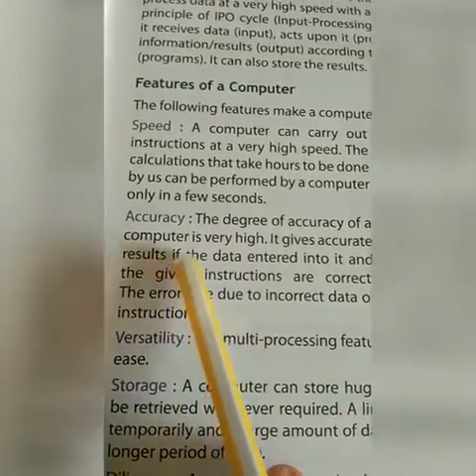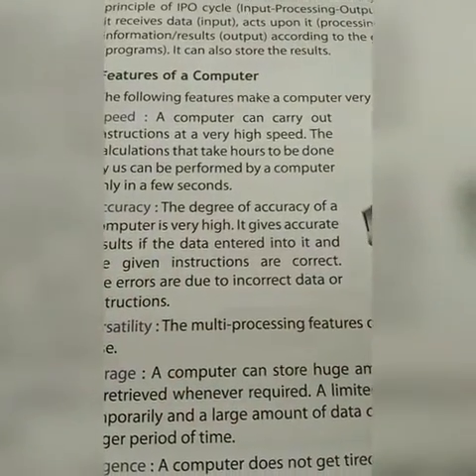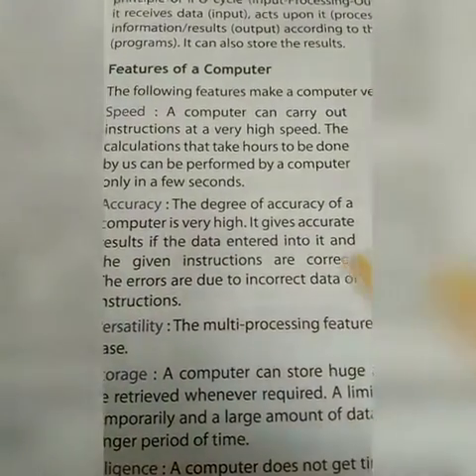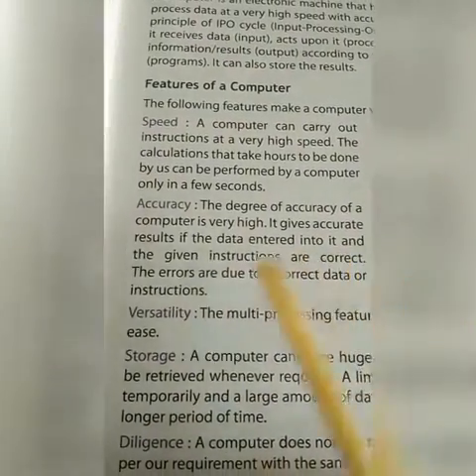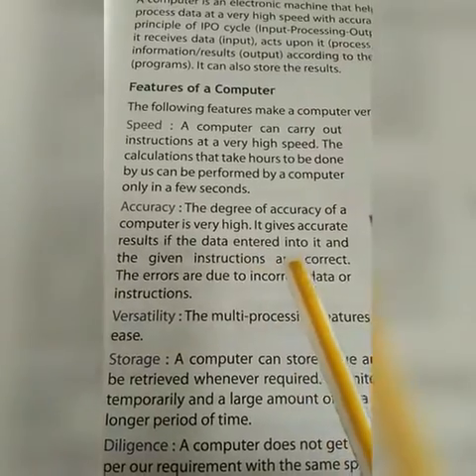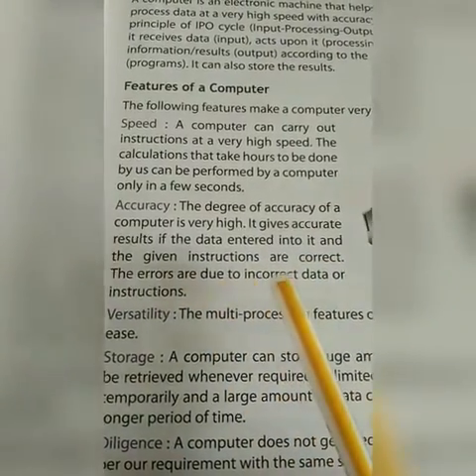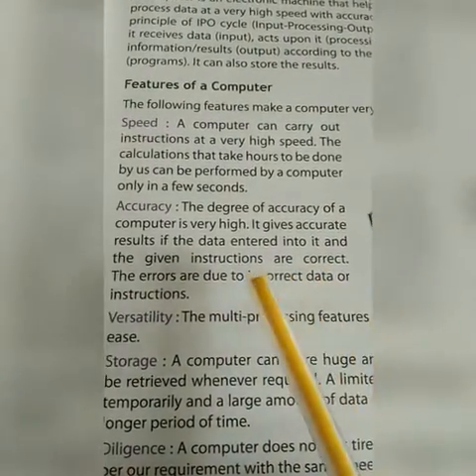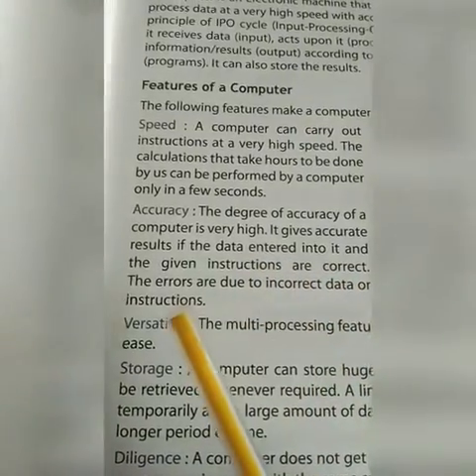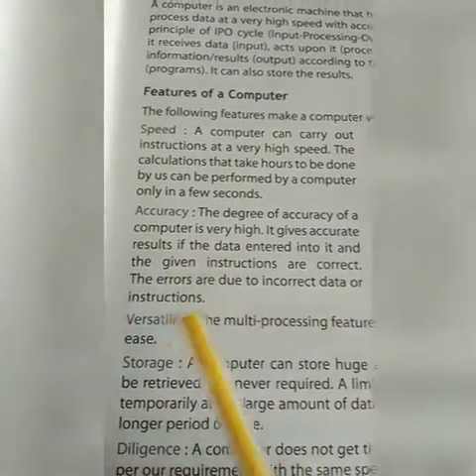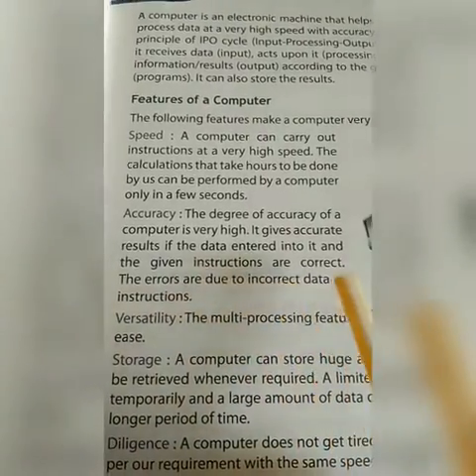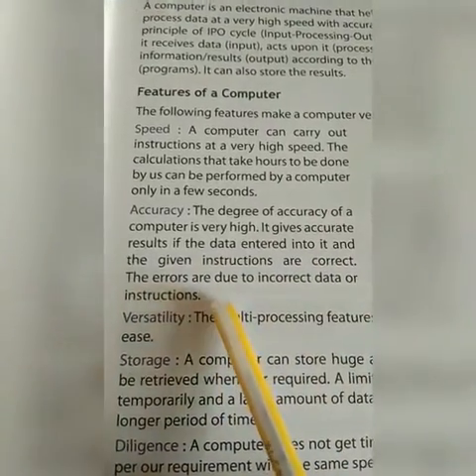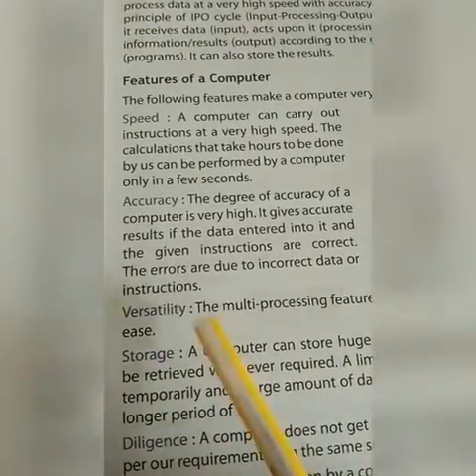And accuracy means accurate work. The computer gives a perfect answer. The degree of accuracy of a computer is very high. It gives an accurate result if the data entered into it and the given instructions are correct. The errors are due to incorrect data or instructions. You get the correct result if the given instructions are correct, otherwise you will see errors if you give incorrect data or instructions.